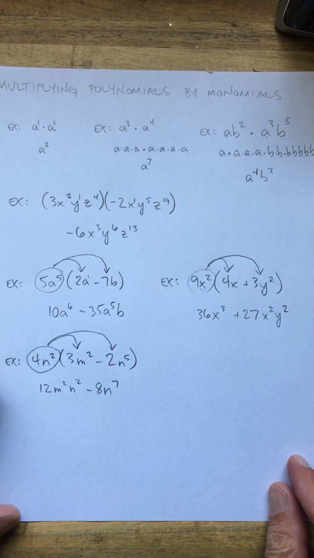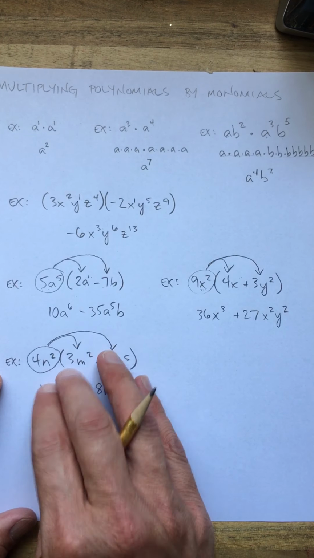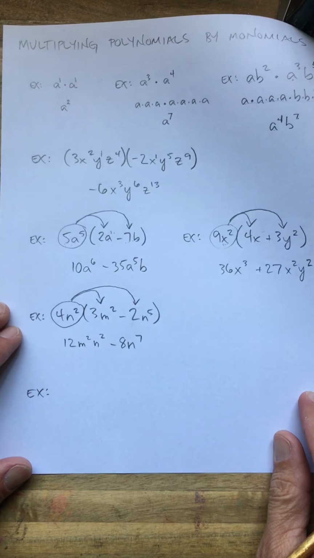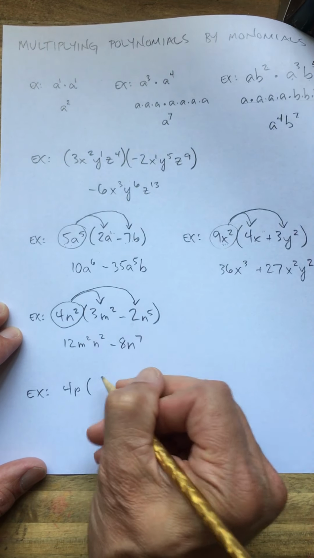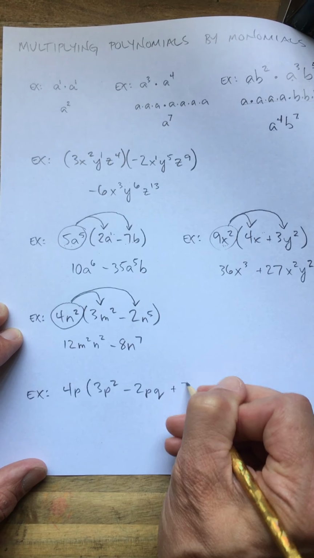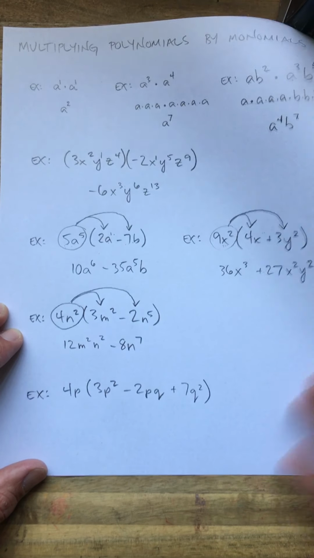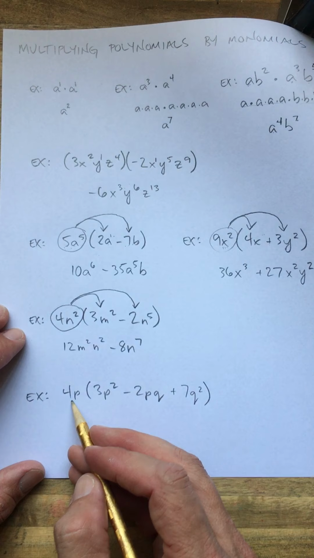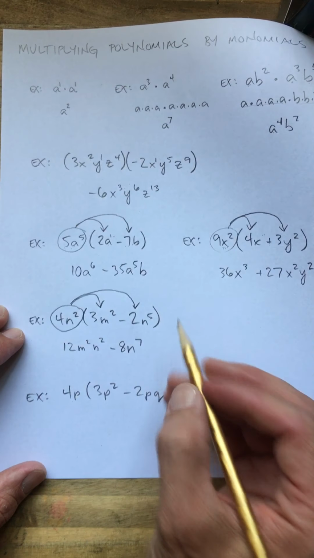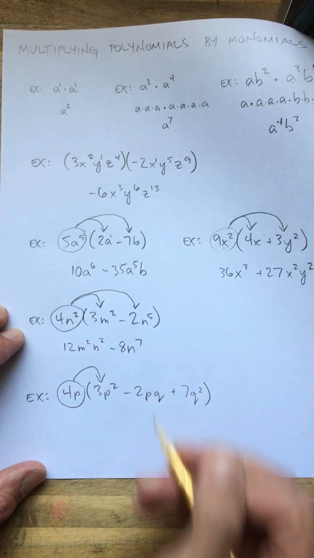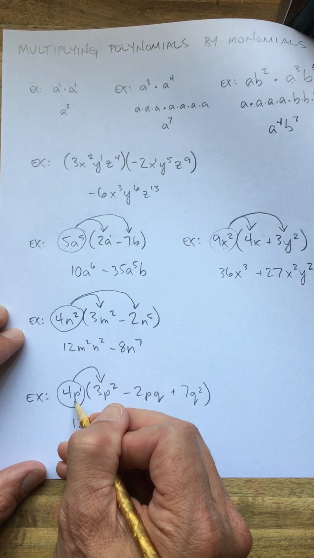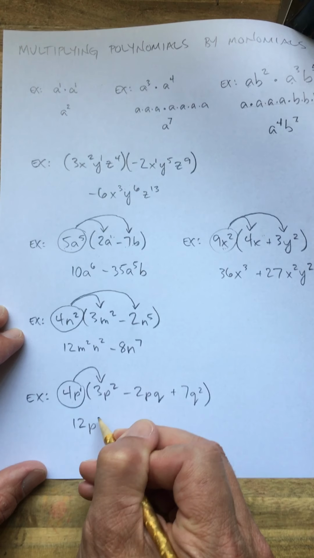Finally, I have one that is going to be just one step more than that. Okay. Here it is right here. It is 4p, parentheses, 3p squared minus 2pq plus 7q squared. All we're doing now is just multiplying this times this, then times this, then times this. We're doing the exact same thing, but one more term. So take that guy, multiply it there. 4 times 3 is 12. P, remember there's a 1 there. P times p squared, add them, so that's p to the third.